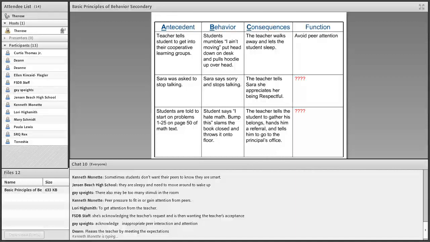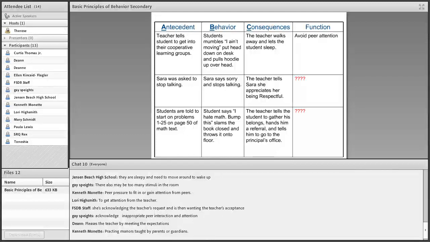I'm going to move on to the last example on the slide here. Students are told to start on problems 1 through 25 on page 50 of their math book. The student says, "I hate math, bump this," slams the book closed, and throws it onto the floor. Then the consequence, the thing that happens immediately after that, is the teacher tells the student to gather his belongings, hands him a referral, and tells him to go down to the principal's office. So what's the function of the student saying, "I hate math, bump this," and throwing his book to the floor? What is the student getting out of it?